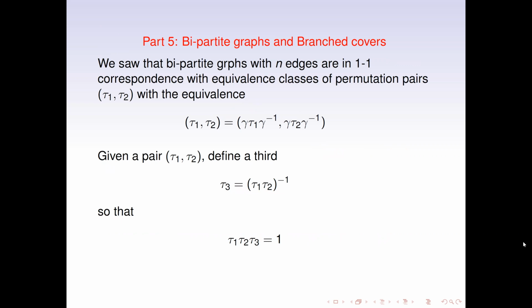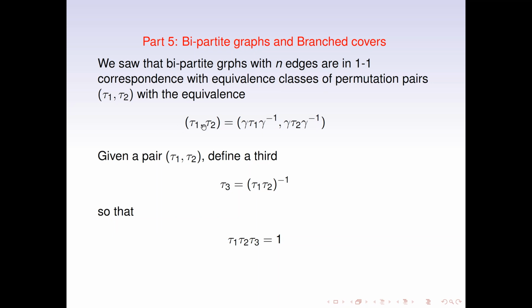Great. So there's a bit of a connection to physics. We have this Hamiltonian, we have this quantum mechanics on K of n, and K of n has a basis of bipartite graphs. So there's a nice connection between bipartite graphs and branch covers. We said bipartite graphs are in one-to-one correspondence with pairs of permutations, with the understanding that this pair is equivalent to this pair, where I'm conjugating by the same permutation gamma in Sn. So tau 1 and tau 2 are in Sn.